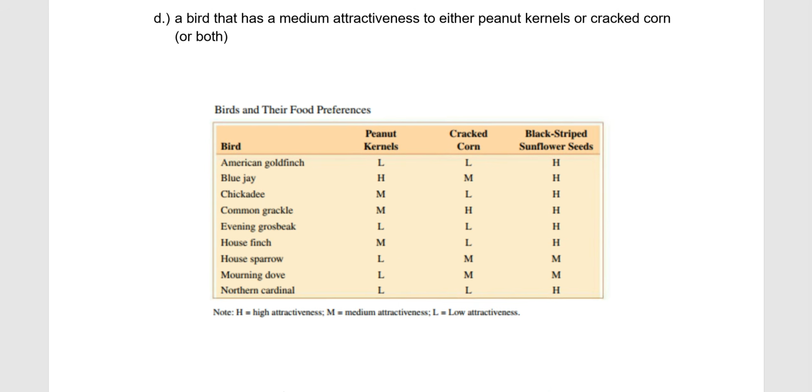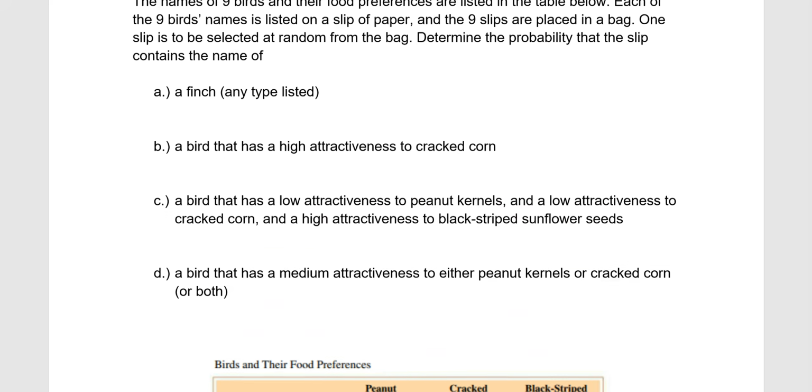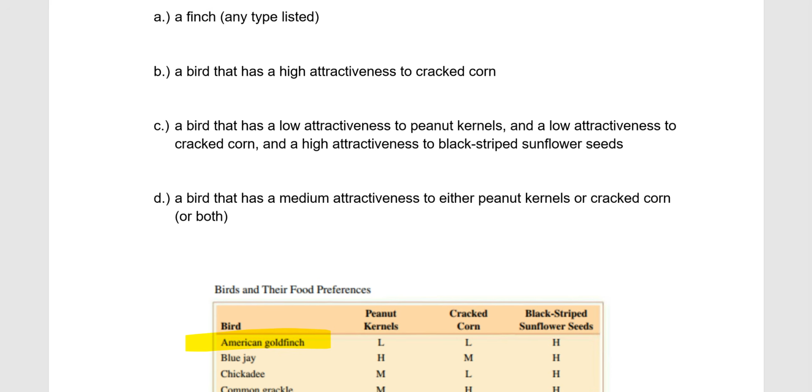Okay, so let's take a look at this table. We have these types of birds. We want the probability that we pick out a finch, and it could be any type of finch. I believe there are 2 of them: the goldfinch up top, and then the house finch down here. So that's going to be 2 possible finches out of 1, 2, 3, 4, 5, 6, 7, 8, 9. There's 9 possible birds, so it's going to be 2 out of 9.